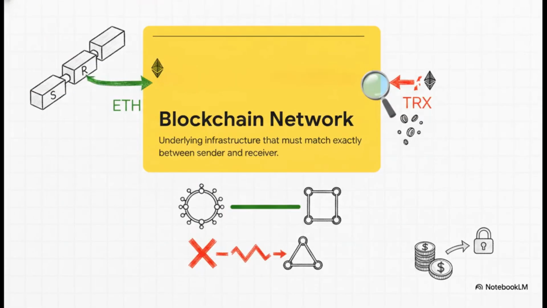So, the crucial point is understanding what a blockchain network actually is. It's the underlying infrastructure, like Ethereum's ERC20 or Tron's TRC20. The sender and the receiver absolutely must use the exact same supported network. If you try to send a stablecoin like USDT on the Ethereum network to a Tron address, those funds will be lost unless the recipient explicitly supports Ethereum. It's like a giant puzzle. The pieces have to match perfectly.